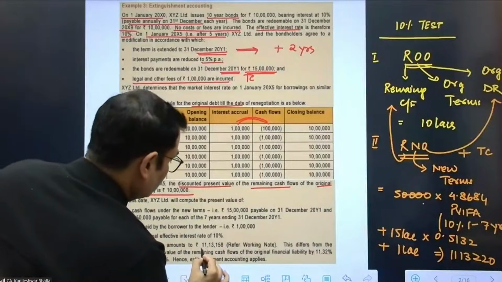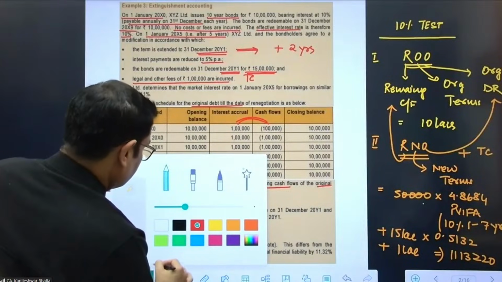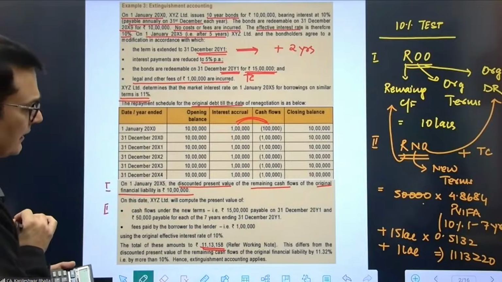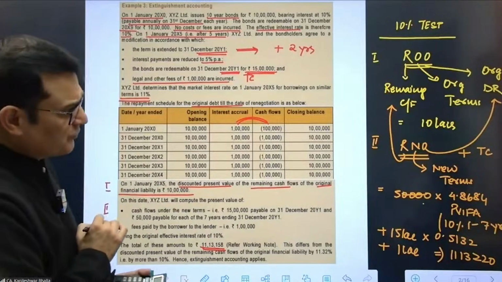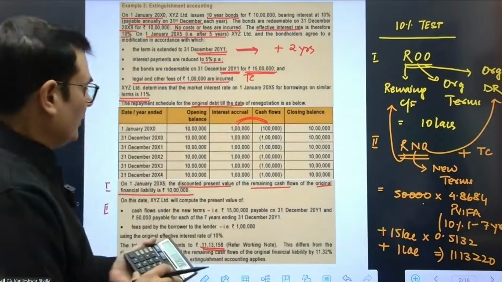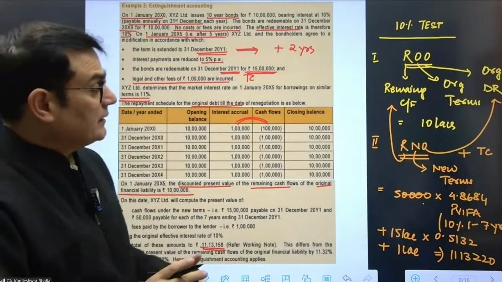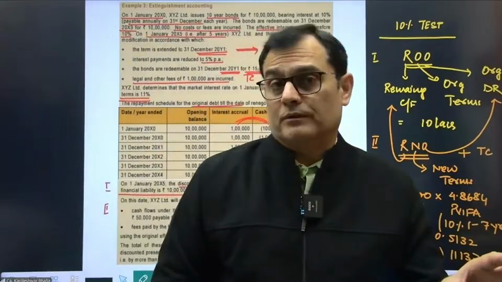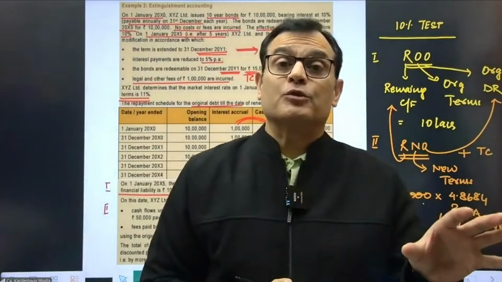So this is coming to 1113,158. I think I'm quite close, just a difference of around 40, 50 rupees. That's it. Fine. Okay, so once we get this data, this is the present value of the remaining cash flows at the new terms, discounted, of course, at the original rate.